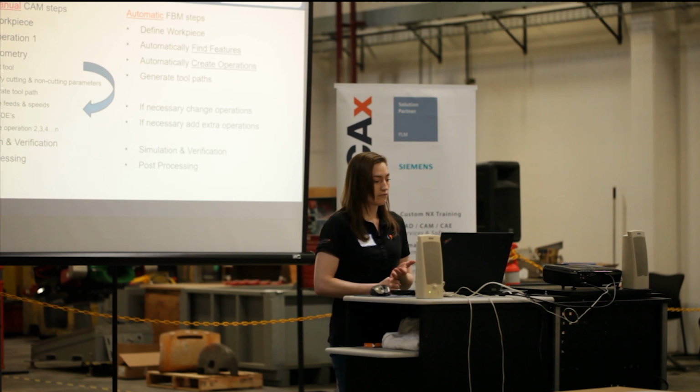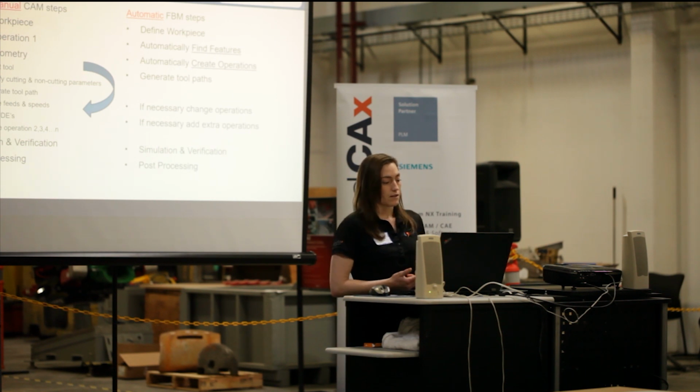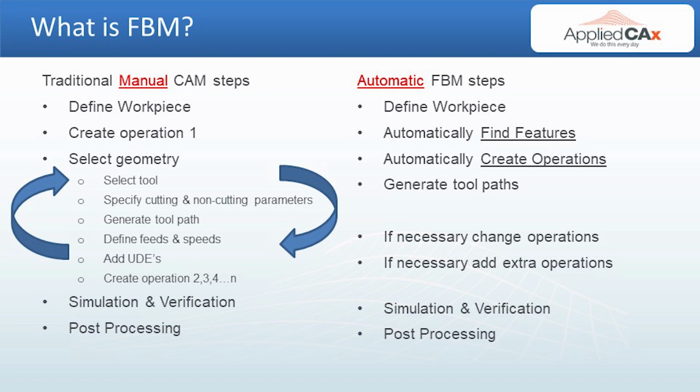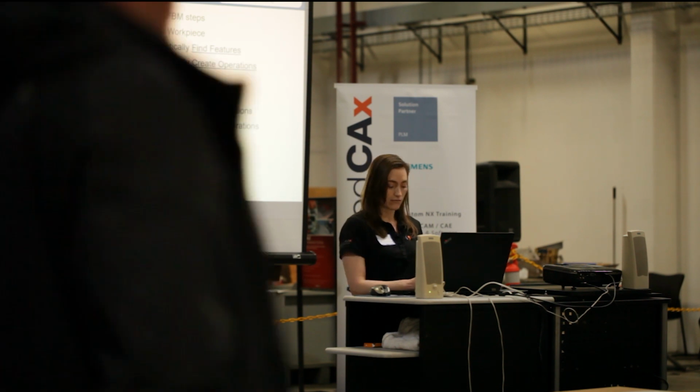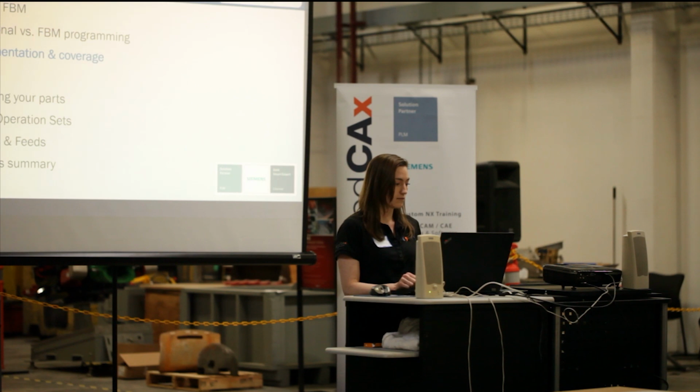With automatic feature-based machining steps, the first step is the same. You're going to define your workpiece. But then using the feature-based tools, you can find your features. You're going to automatically create your operations, generate those tool paths. And then if you need to change anything, you can go in and edit as normal. You can change the operations, add another operation, change out the tool, you have full control over whatever it's created. Then you can simulate, verify, and post-process.